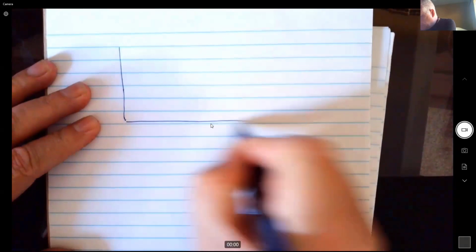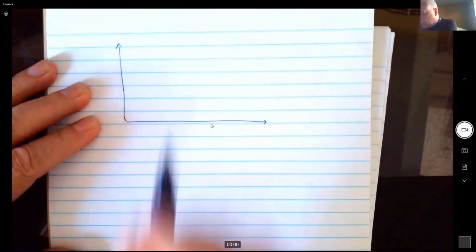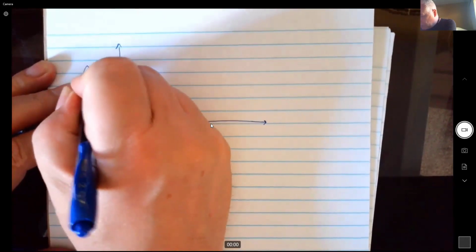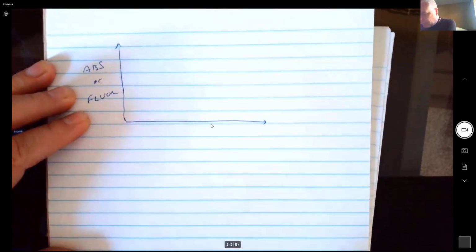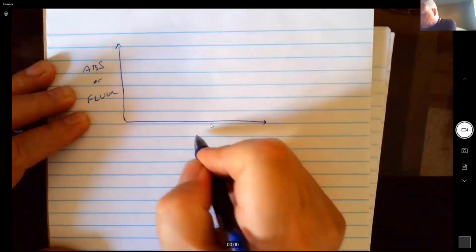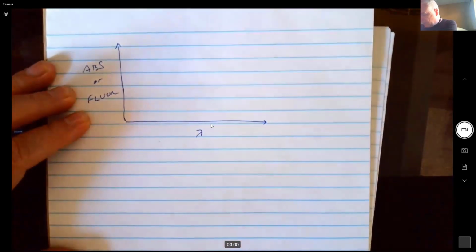So, if you look at the electronic spectrum of a fluorescent molecule, you can plot the absorbance or the fluorescence of the molecule on the vertical axis versus wavelength. Right?